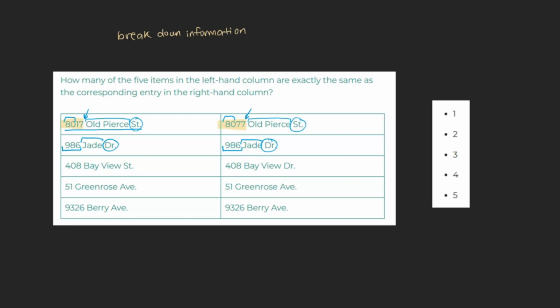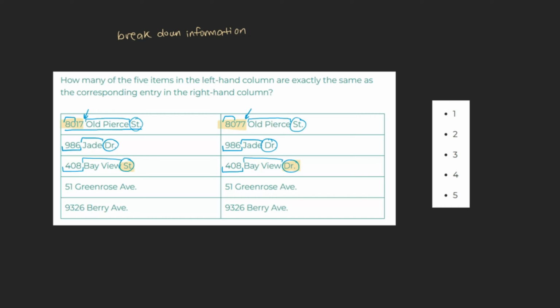As we see that both numbers are 408, we can move on to street name. Again, we find both streets are Bayview. Moving on, we see a mistake. One is listed as street, while the other is listed as drive. This being the case, we can mark this as our second mistake.